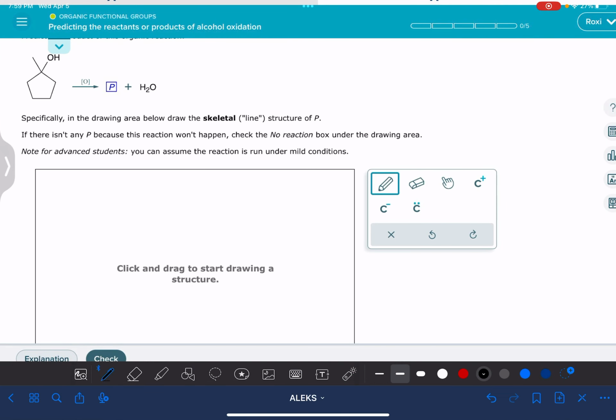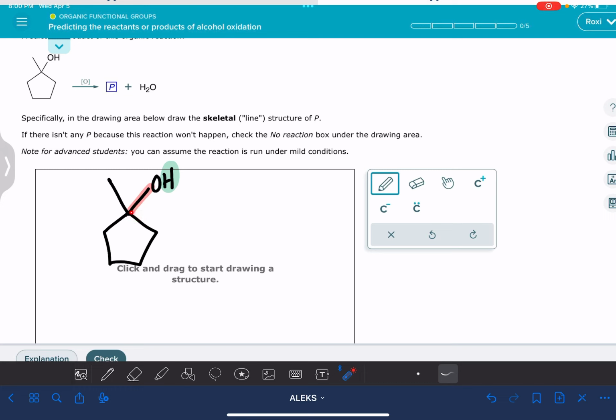Now, in this reaction, in the oxidation reaction, I'm going to redraw our starting material right here. In the oxidation reaction, we are focusing on the carbon-oxygen bond. This reaction specifically removes a hydrogen atom from the oxygen, and it also removes a hydrogen atom from the carbon of the carbon-oxygen double bond.